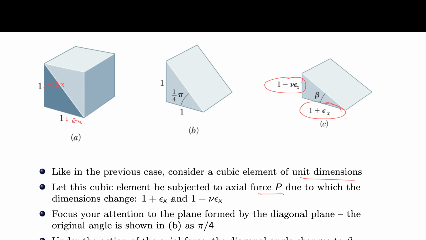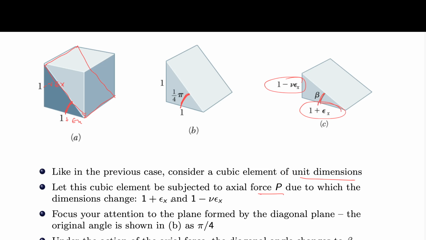Okay, now focus your attention to the plane which is formed by the diagonal of this cube. This diagonal is going to be inclined at 45 degree, right? So this diagonal makes an angle of 45 degree with the x-axis before the loading is done. But after the loading is done, it is going to make an angle which is not equal to pi by 4, which will be different from pi by 4. In other words, there is going to be some shear stress which is going to arise here.